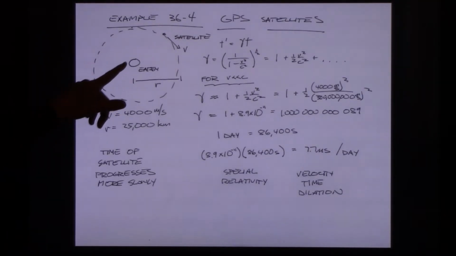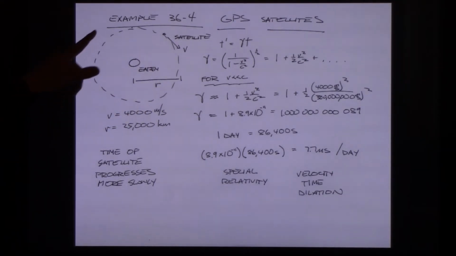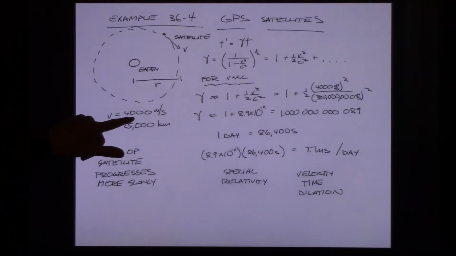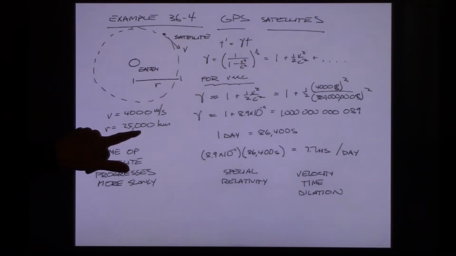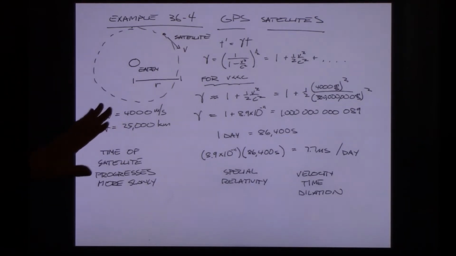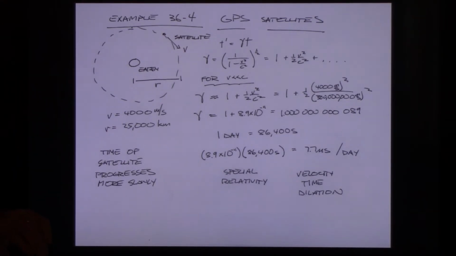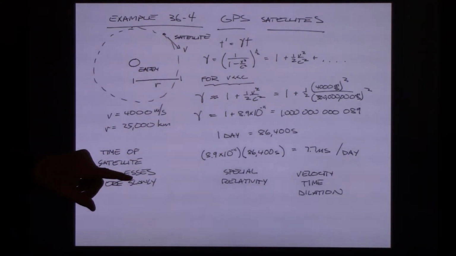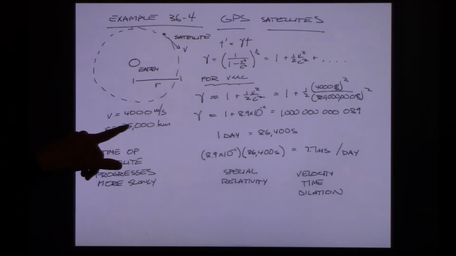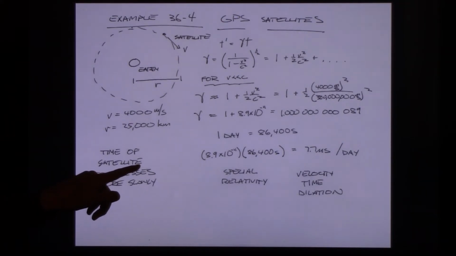So here's Earth. Here is this satellite in orbit. And this satellite, it said, was moving at 4,000 meters per second. The orbital radius, it turns out, for these satellites is about 25,000 kilometers. So I added that in. And then here are our formulas for time dilation. Now it turns out this is a small effect. Even going 4,000 meters per second, it's not going to be a very big effect. That's not very fast compared with the speed of light.